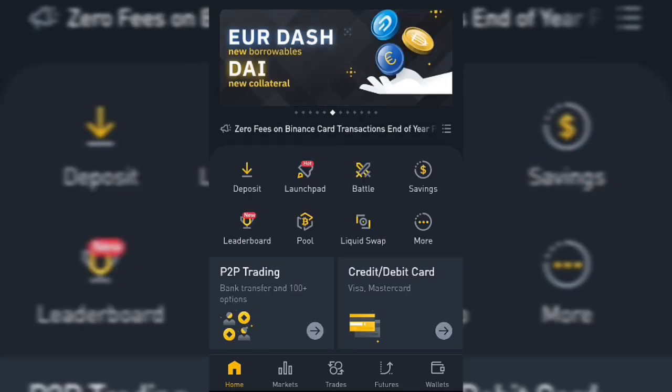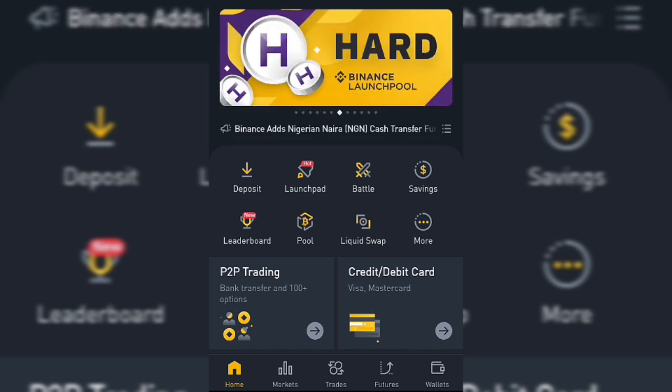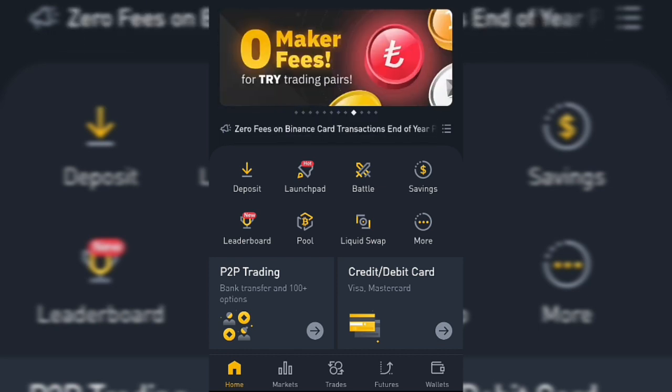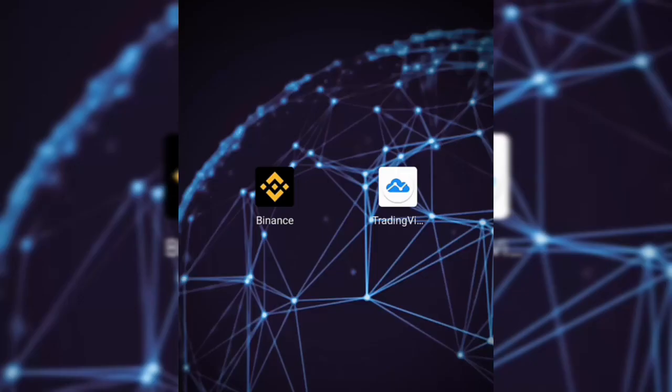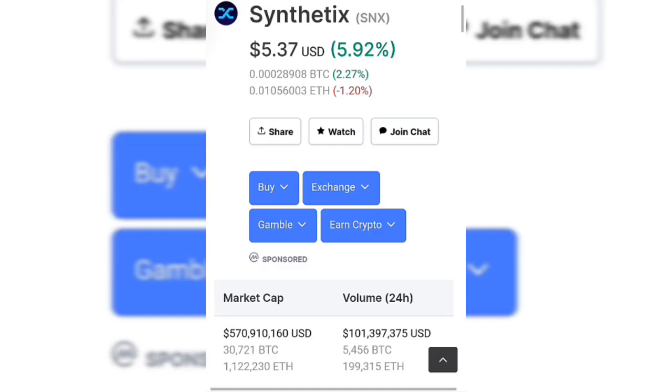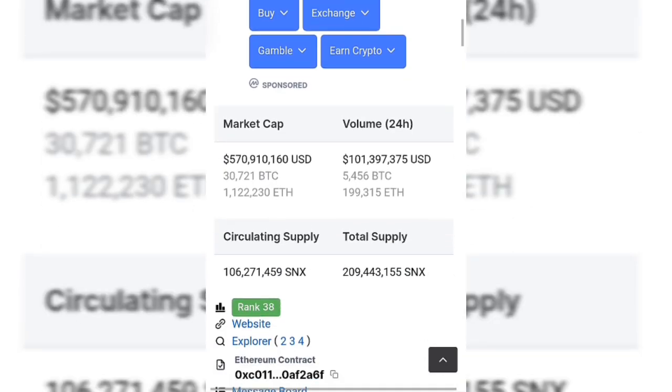Before I make a trade, I would first have to do technical analysis. That means I would have to exit my Binance app and go to my TradingView app. Now you click on TradingView for technical analysis. This is TradingView. The coin I traded is called Synthetix. You would have to do your research later.